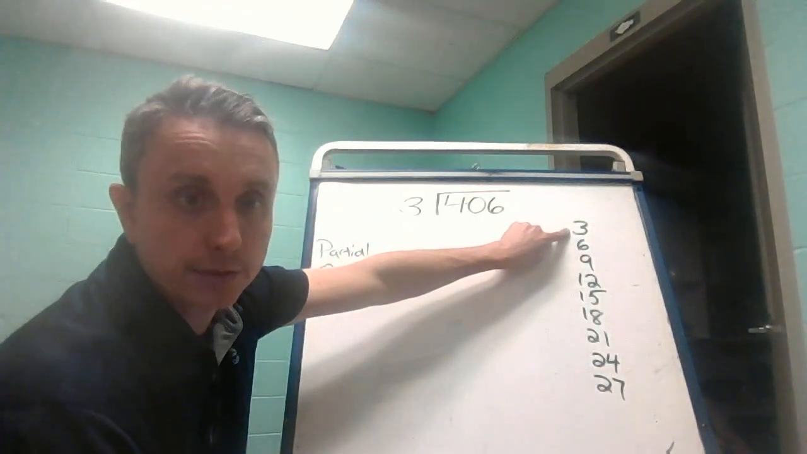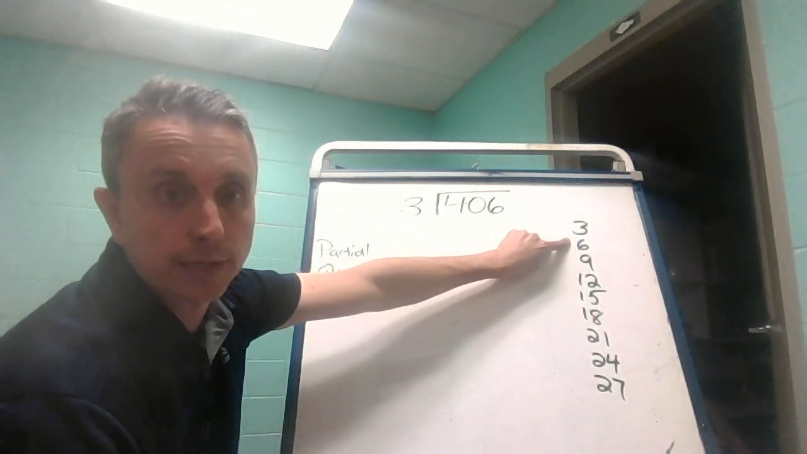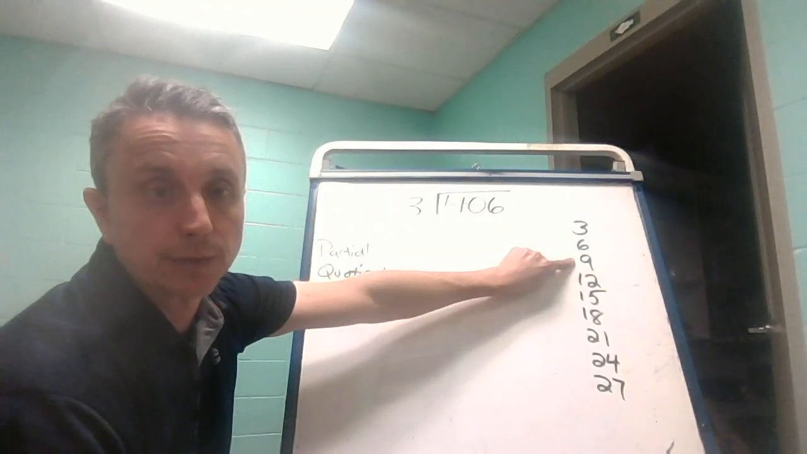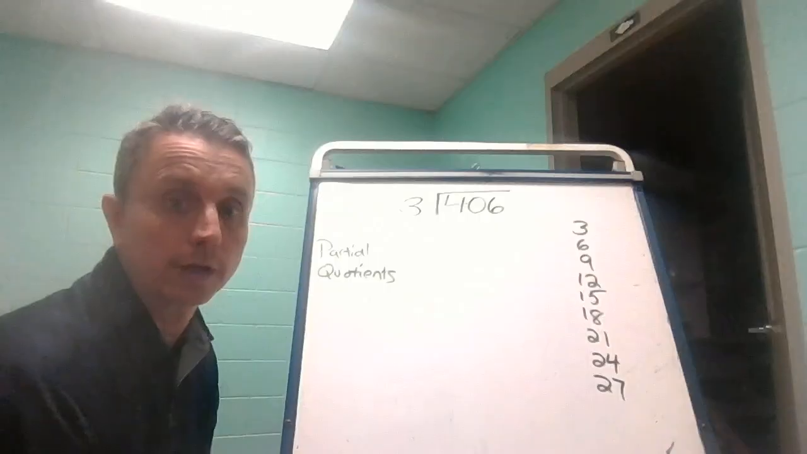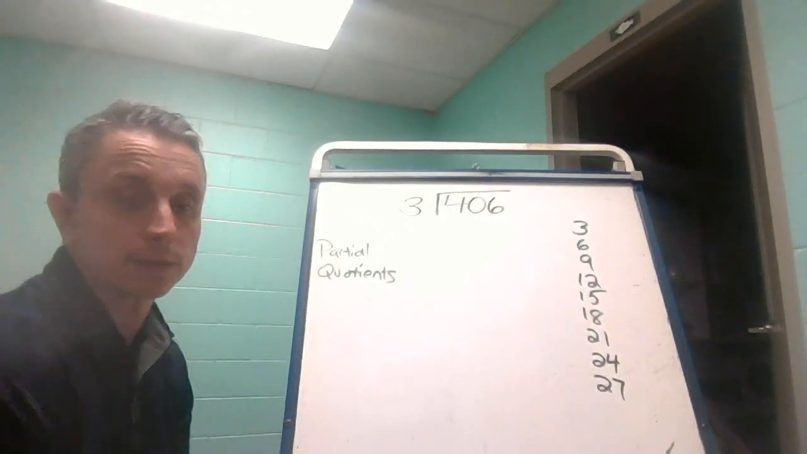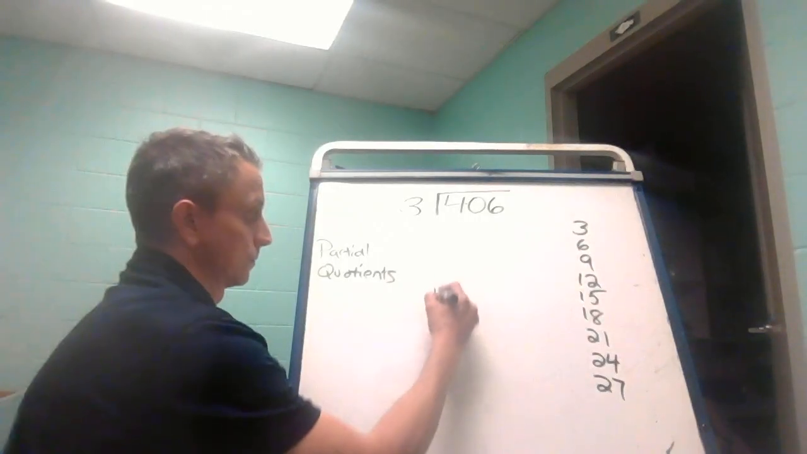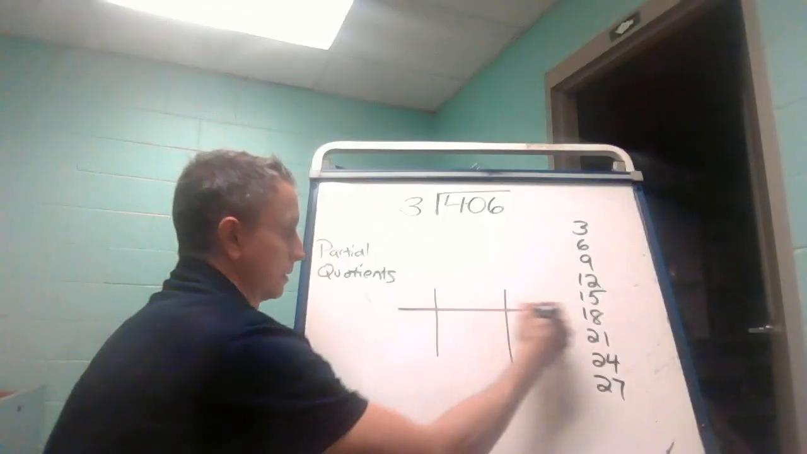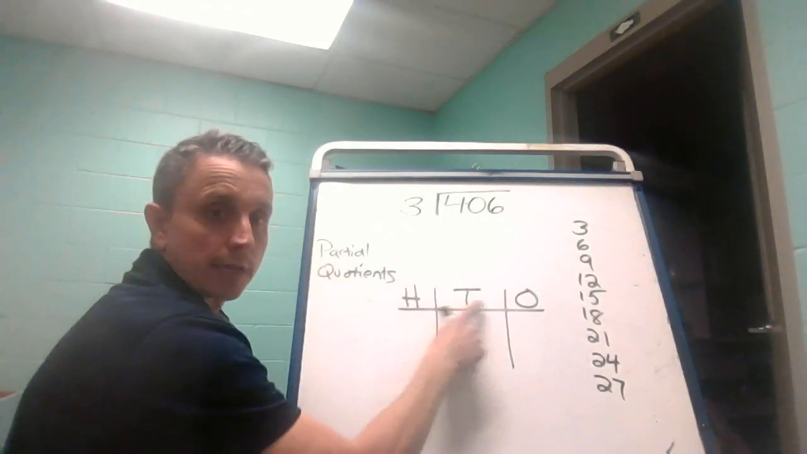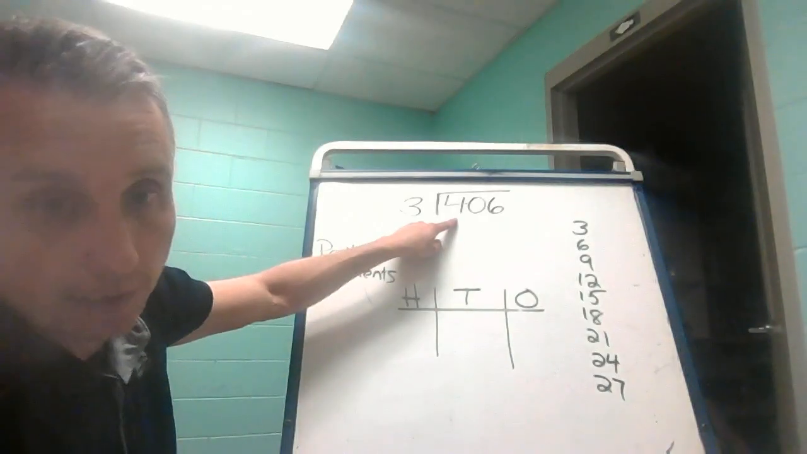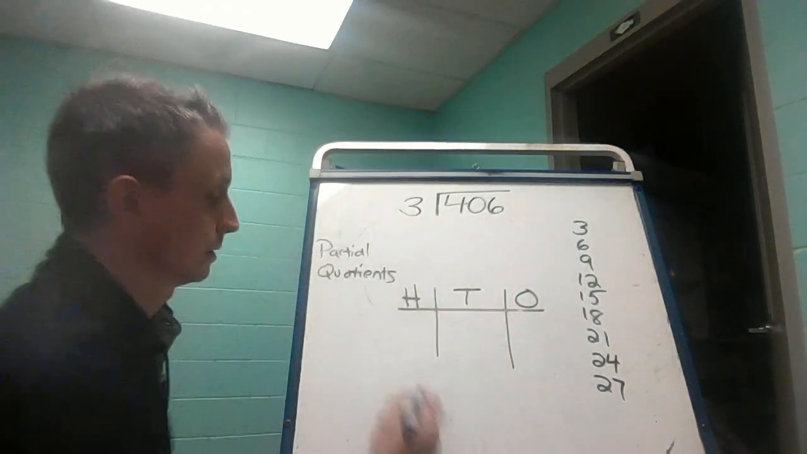One pile of 3 has 3. 2 piles of 3 has 6. 3 piles of 3 has 9. 4 piles of 3 has 12, and so on and so on. Now I'm going to use place value to help me solve the rest. Hundreds, tens, and ones for my dividend, which is 406.